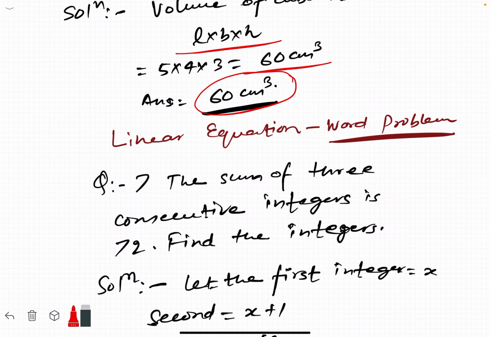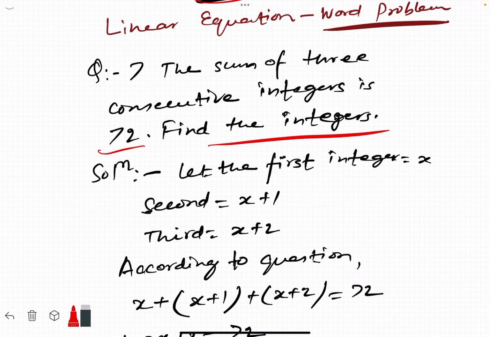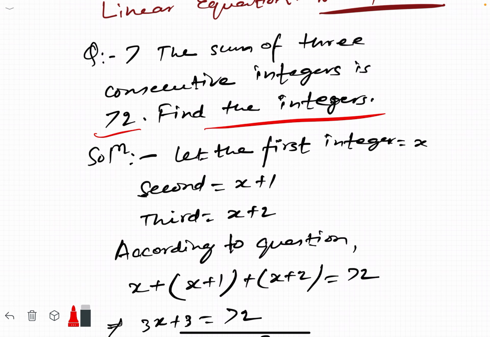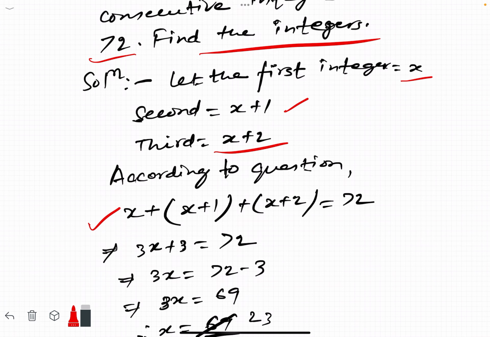Question number 7 is from linear equation, word problem. The sum of 3 consecutive integers is 72. Find the integers. The solution is let the first integer is equal to x, second will be x plus 1 because it is consecutive integers, the third is x plus 2. According to question, x plus x plus 1 plus x plus 2 is equal to 72.